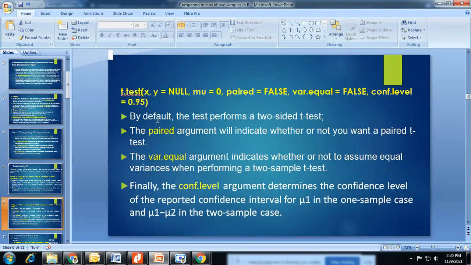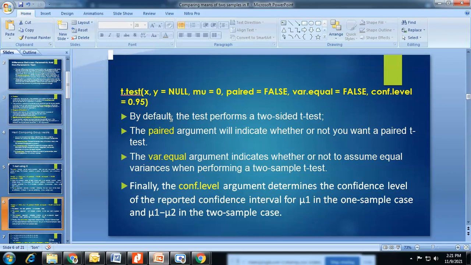Yeah, so by default the test performs the two-sided t-test. Two-sided means we have seen the normal curve, a left side as well as a right side, the bell shaped curve. If you remember, I drew that bell shaped curve last time. I explained the acceptance region and the rejection region.